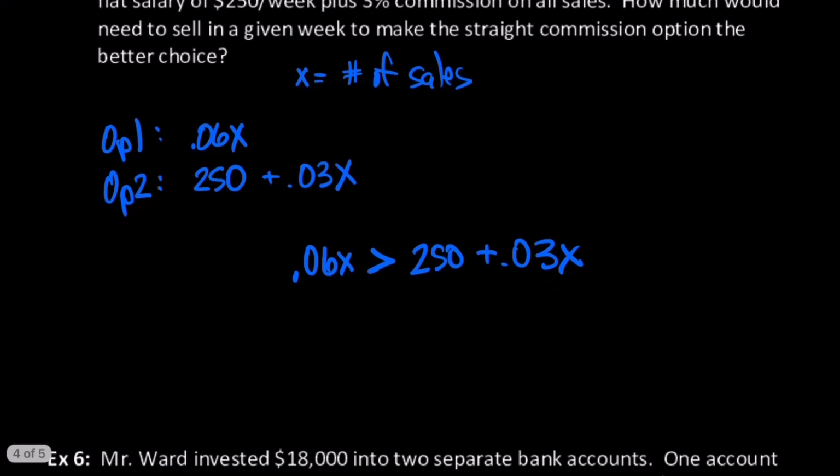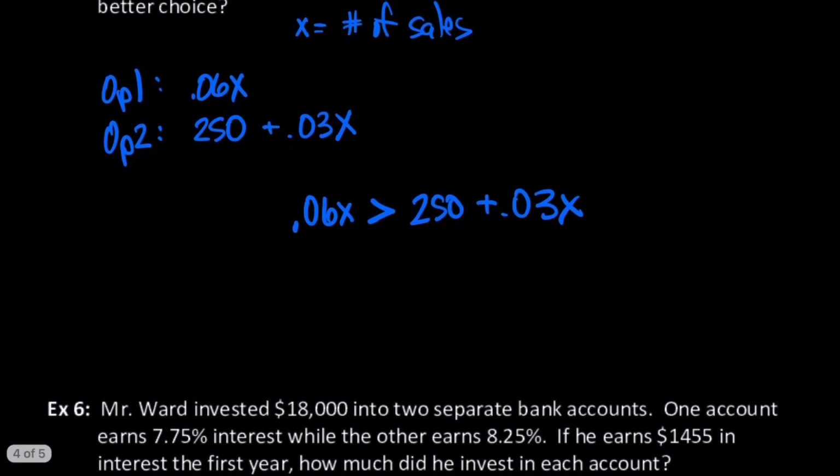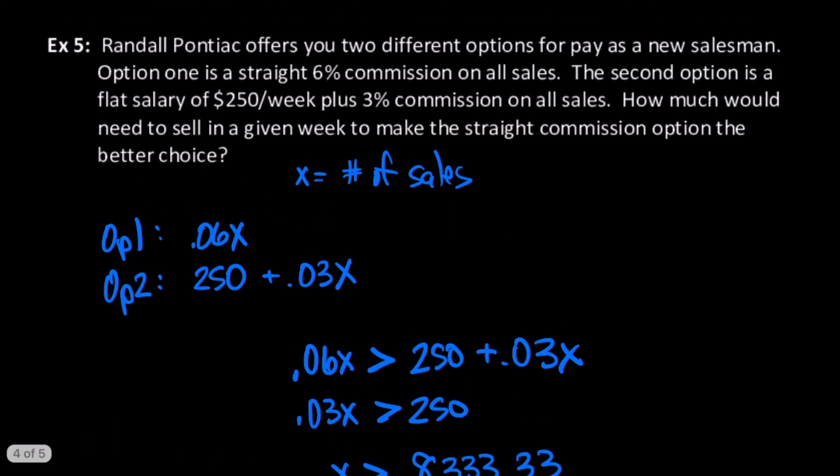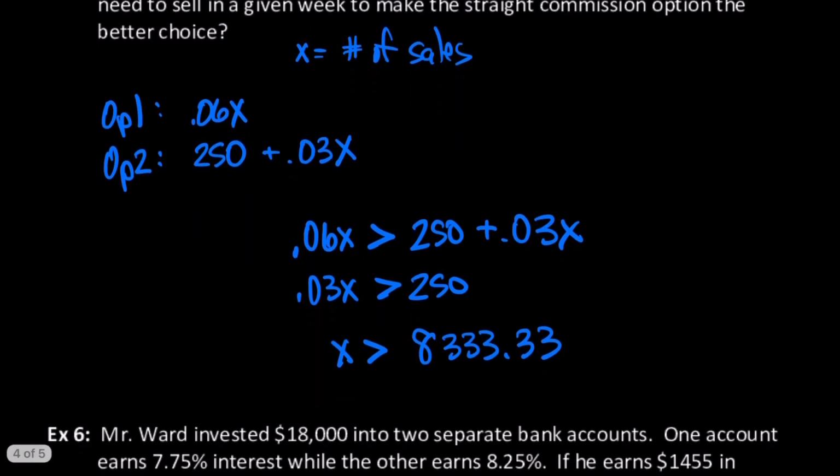Okay, so we just have to solve this inequality. All right, subtract 0.03x from both sides. Divide by 0.03, and you get $8,333.33. So it says, how much would you need to sell in a given week?